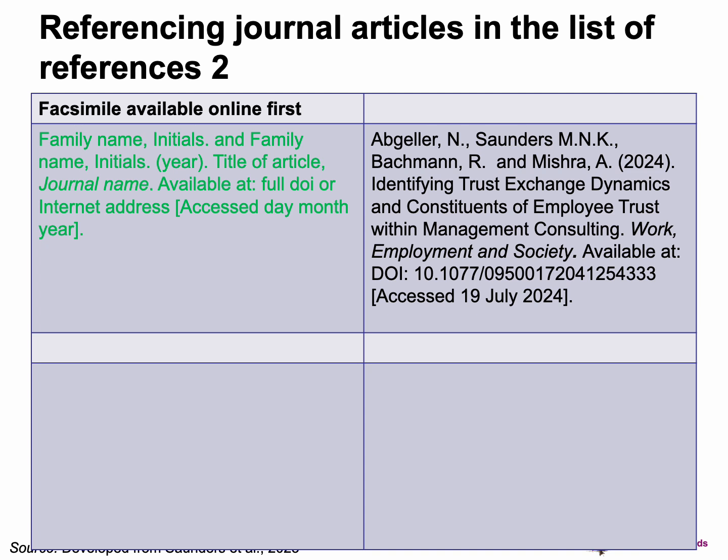So a recent article by one of my colleagues, Neve Abigail, myself, Reinhard Backrand and Anil Mishra, has been published online first in 2024. So we can see the reference coming up here. Once again, we have the title of the article. We then have the journal in which it's published in italics, and then we say where it's available. In this case, we've chosen to give the Digital Object Identifier, which is that long number, and then when it was accessed.